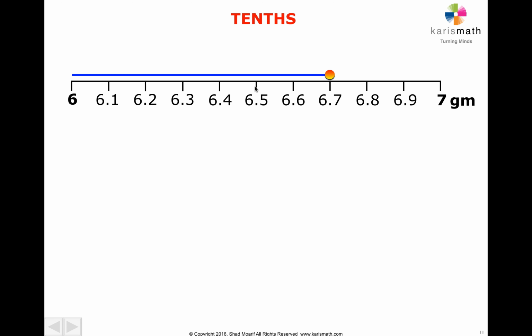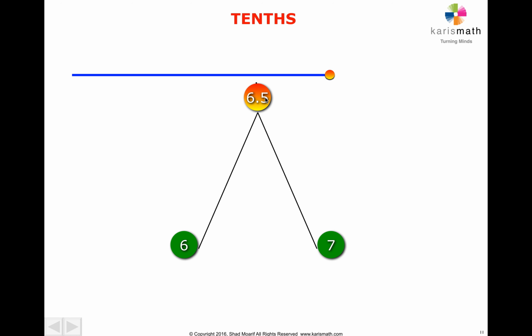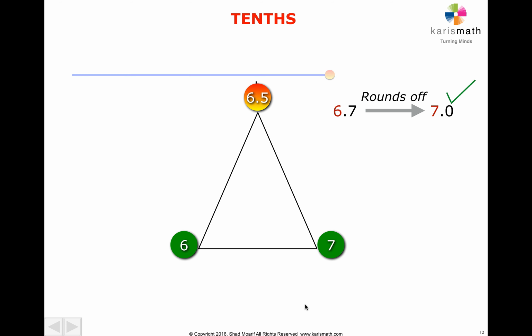We can take the midpoint 6.5 and split this bit into one slope like that. So from 6 to 6.5 is the left slope of the mountain, and 6.5 to 7 is the right slope of the mountain like that. And so this is 6 to 6.5 to 7. And now it's very easy for you to tell whether 6.7 grams, will it round off to what? It'll round off to 7 grams. There you go.